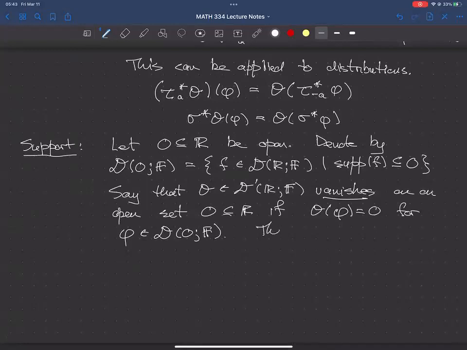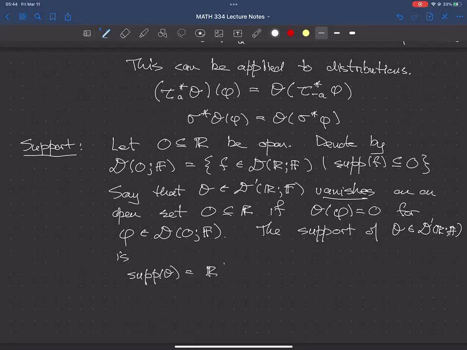And then the support of a distribution theta is equal to the complement of the union of all open sets O so that theta vanishes on O. This union will be open, since unions of opens are open, and so the complement is going to be closed. So the support of theta is always closed.